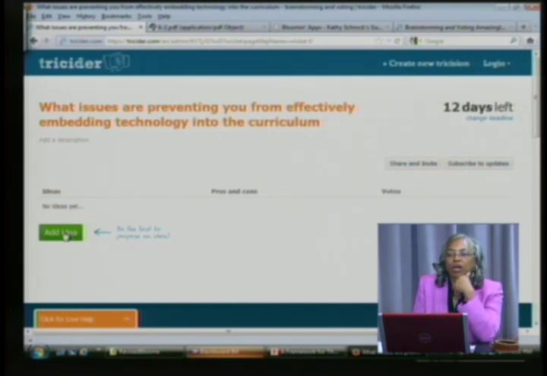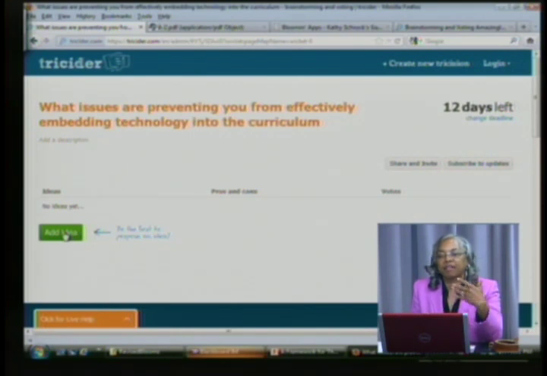Let's say we were voting on whether or not we wanted to have ice cream in the classroom. We're going to have an ice cream party. You're going to give the kids ice cream. And you had 5 flavors of ice cream. And you wanted them to vote on which flavor was the best. So you could have a list. Everyone could come in and throw in their flavor of ice cream. And then students can vote on the flavor that they prefer.